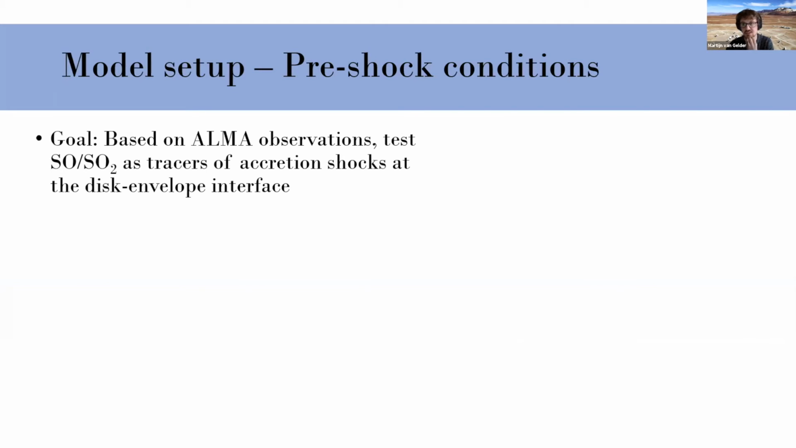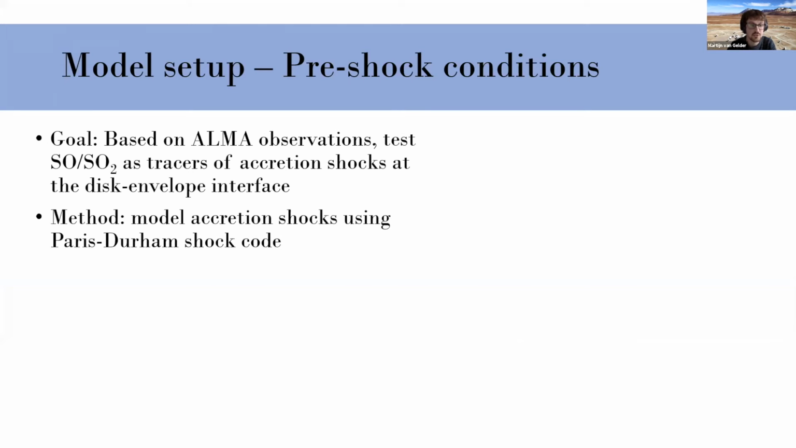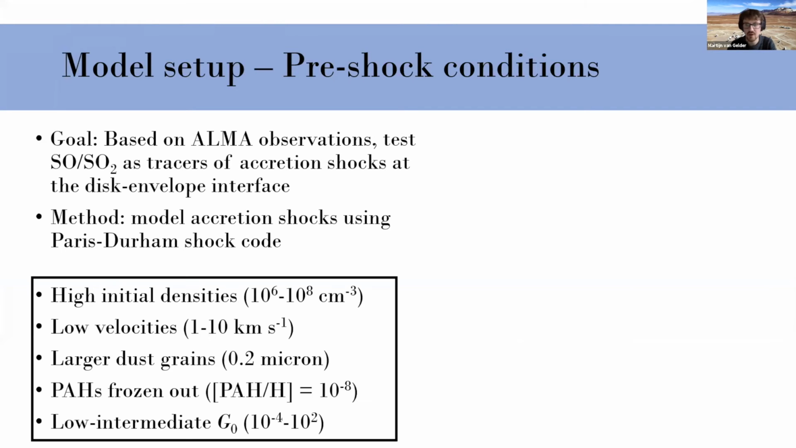So moving now to our shock modeling. Like I said, the goal is to test SO and SO2 as tracers of accretion shocks. To do this, we use the Paris-Durham shock code, which has been developed over the past 30 years or so. But we're exploring an entirely new parameter space. We're looking at shocks in very dense areas, the inner envelope, with typical densities of 10^6 to 10^8. Additionally, we're talking about low velocity shocks, because the infalling envelope moves at a few to at most 10 kilometers per second.